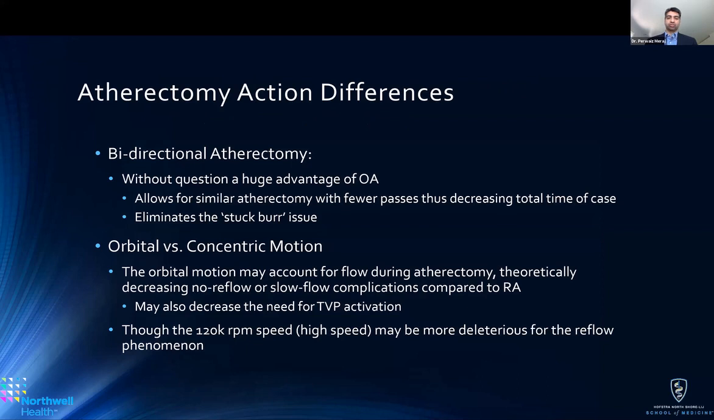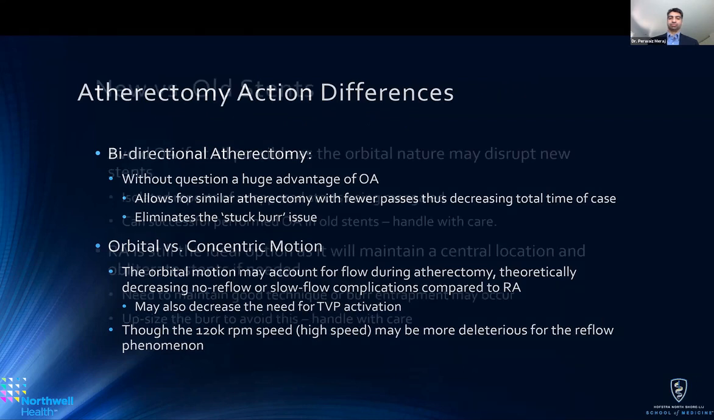The advantage of orbital atherectomy is that it's bidirectional, and you will probably very rarely, if ever, get an orbital atherectomy burr stuck. Whereas with rotational atherectomy, if your technique is not accurate or not good, you have the potential of getting that burr stuck, and therefore technique is very important when using rotational atherectomy. The concentric versus orbital motion is really where the benefit is.